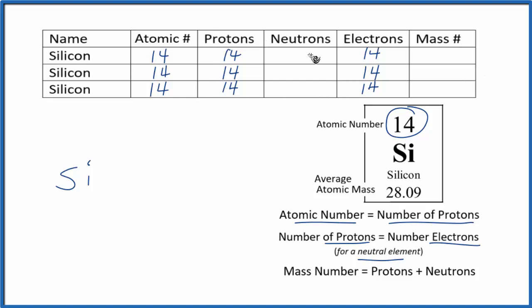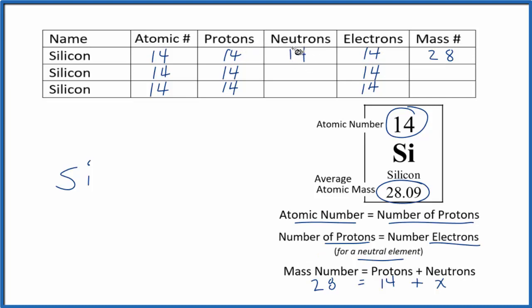Often with these tables, you'll be given either neutrons or a mass number, and you can figure the other one out. If not, though, look at the periodic table and look at the average atomic mass. We'll take that number and round it. So we're going to take this 28.09 and round that to 28. Now, we could say that the mass number, 28, equals the number of protons, 14, plus the neutrons, which we're trying to figure out. So something plus 14 is 28, 14 plus 14. So we have 14 neutrons.